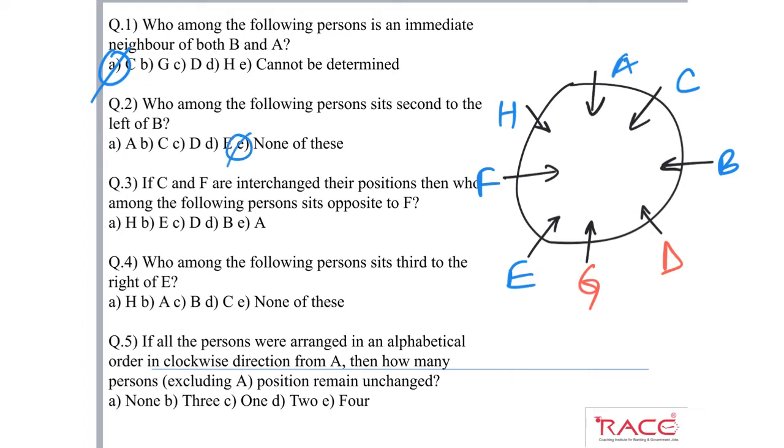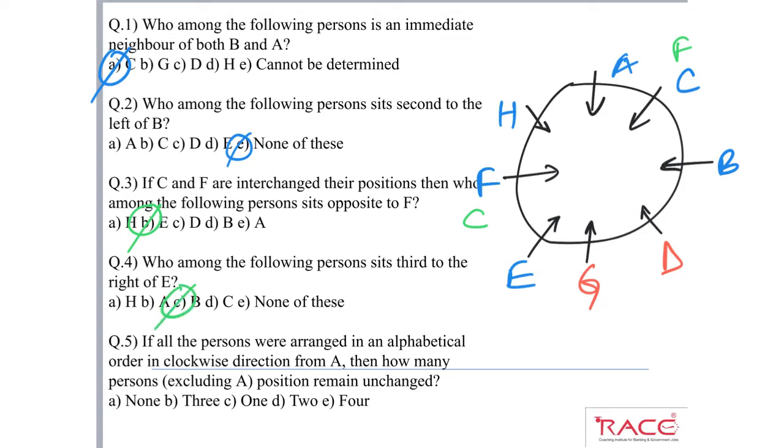Next, if C and F interchange their positions, meaning we have F here and C here, then who among the following persons sits opposite to F? Opposite to F we have E. So the right answer is option B. Next, who among the following persons sits third to the right of E? Here we have E, first right, second right, third right. The answer is C, B.